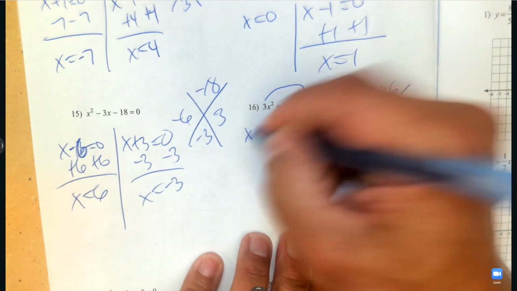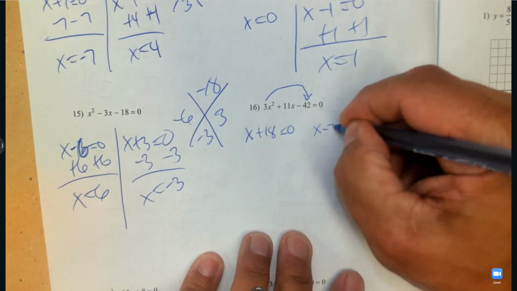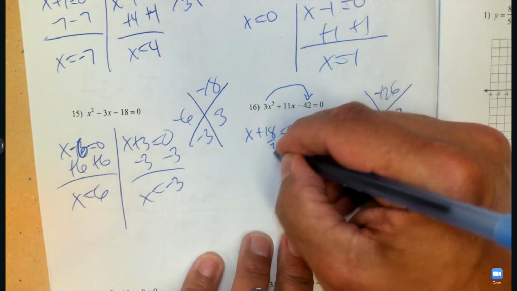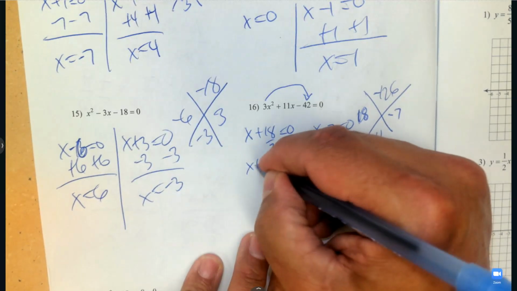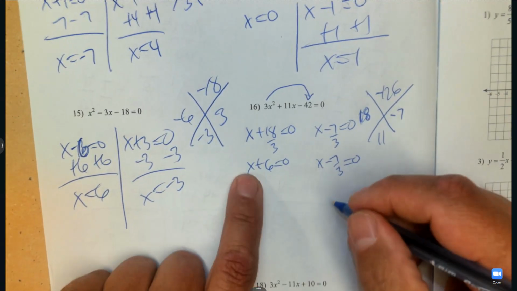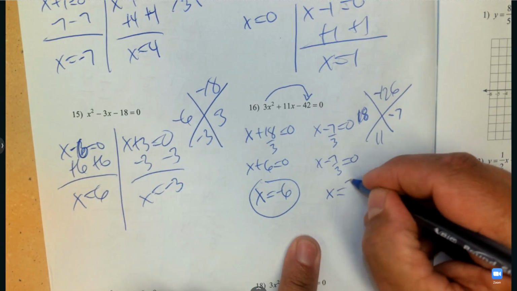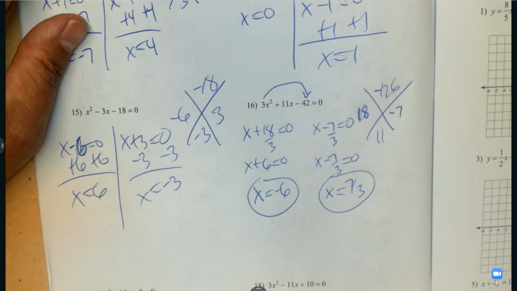Now, this is a two-stepper, so we have 18 and we have minus 7. Then I'm going to divide by 3. So I have 18 divided by 3, and I have a fraction. So I'm going to subtract 6, and I'm going to add 7/3, and then you have your two answers.